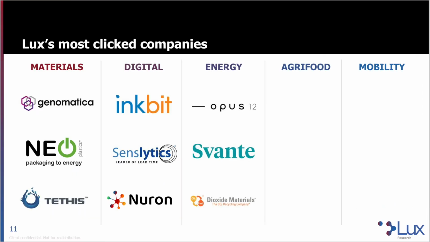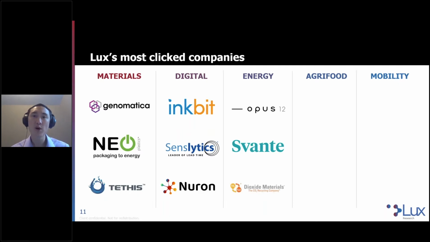On the energy side, the big theme here is CO2. Unquestionably, this theme of how do we mitigate CO2 emissions or how do we use it to be more productive. Opus 12 and Dioxide Materials are both doing CO2 electrolysis, and Svante is capturing CO2 from flue gas. So this is a theme that will come back and that we'll talk about more today: the overall sustainability theme, and in particular, this really huge focus on CO2.